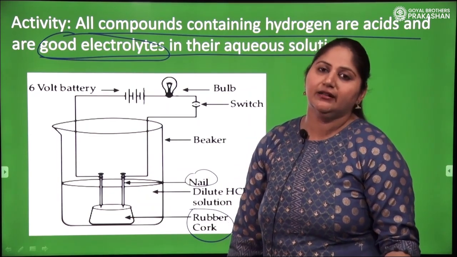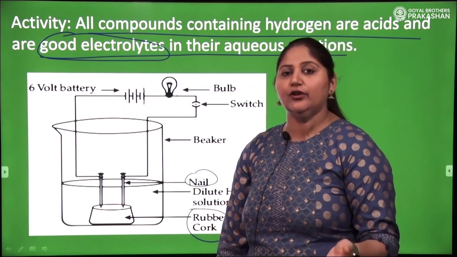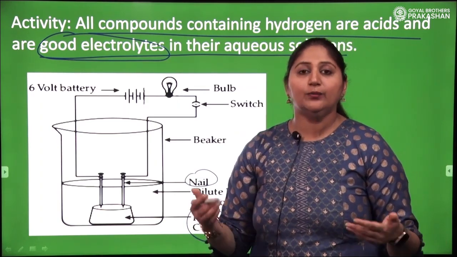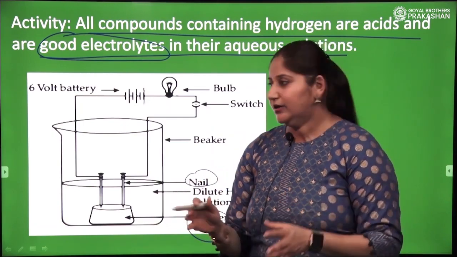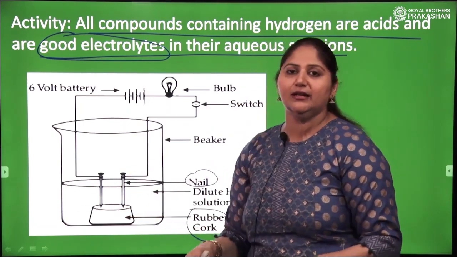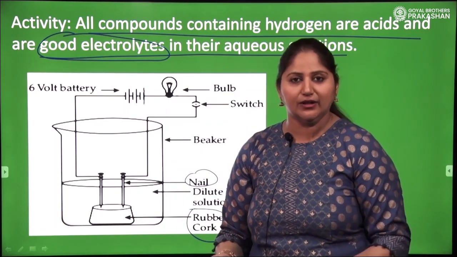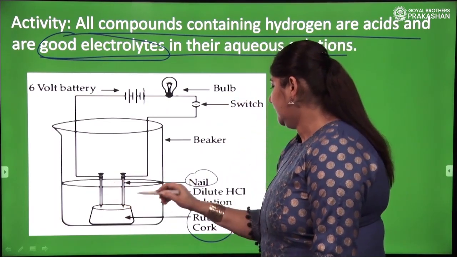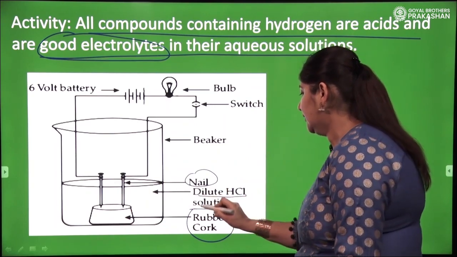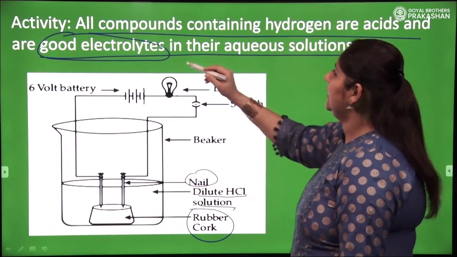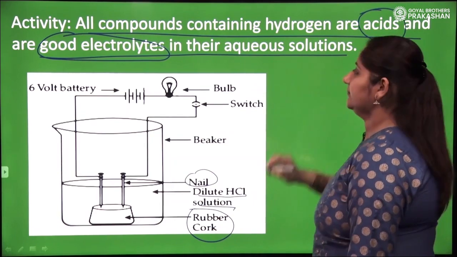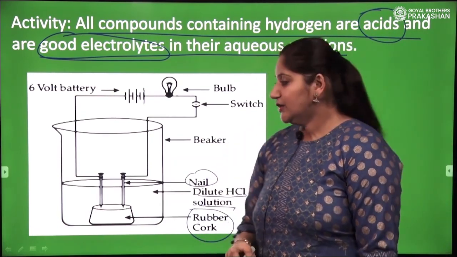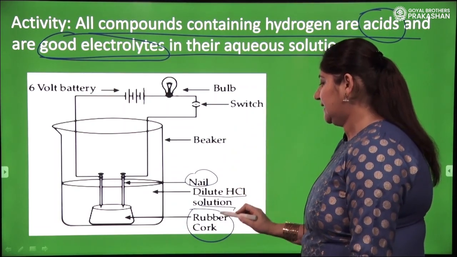You can take cathode or anode instead of iron nails, because we just have to prove that the electrolyte, the substance that we have taken in the beaker, is a good electrolyte or a bad electrolyte, right? So what about the electrolyte here? We are taking dilute HCl solution because I want to prove that any acid is a good conductor in its aqueous solution. That's why we are taking dilute HCl solution.